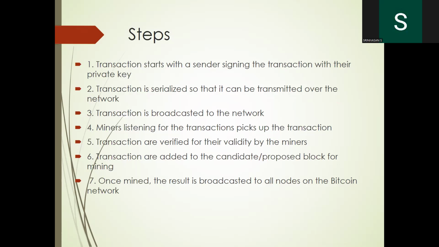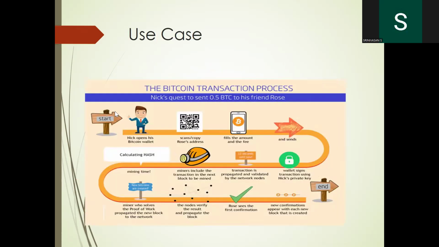placed in a block. After that, that block is attached to the blockchain. Once the mining process is over, the result is broadcast to all the nodes so that all of them will update the blockchain if needed. This is the typical transaction flow in the Bitcoin network.